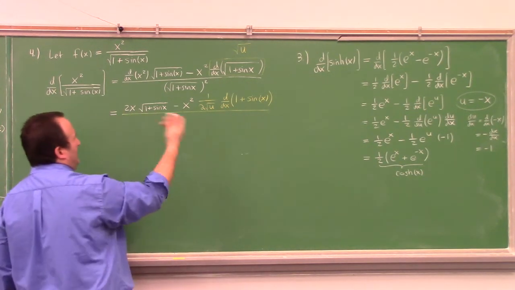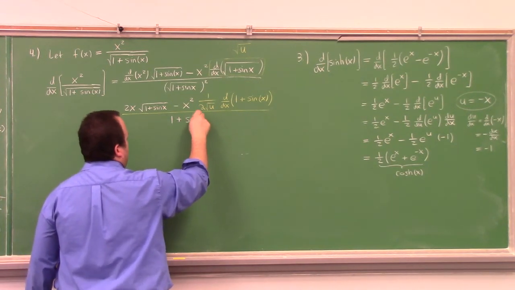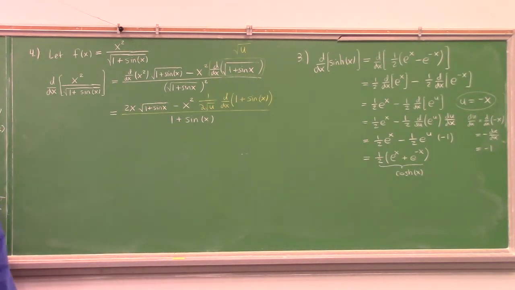And the square root of something squared is just the thing again, right? So I just get 1 plus sine x downstairs. Do you guys follow? I'm using the chain rule to calculate the derivative of the denominator function this time, because the denominator is a composite function.